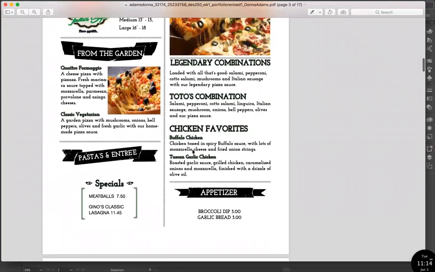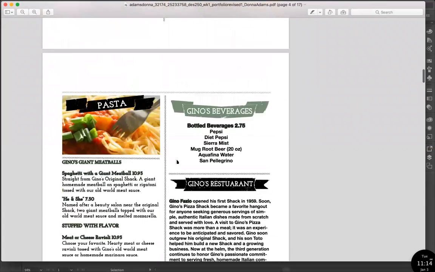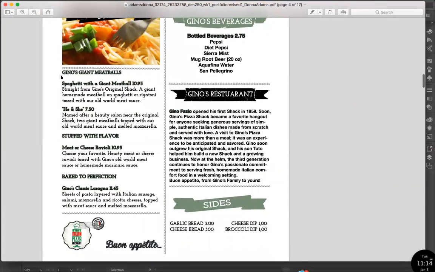Here again, we've got chicken favorites, and right below that is buffalo chicken. The same sort of thing would happen here. Right below Gino's Giant Meatballs would be spaghetti with giant meatballs. Right below stuffed with flavor would be meat, cheese, ravioli. Right below baked perfections is Gino's classic lasagna.